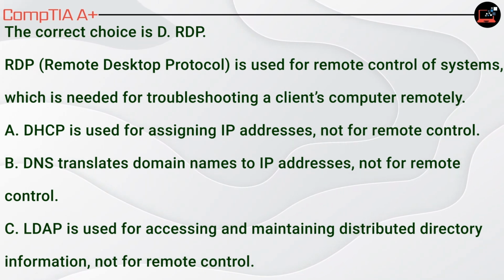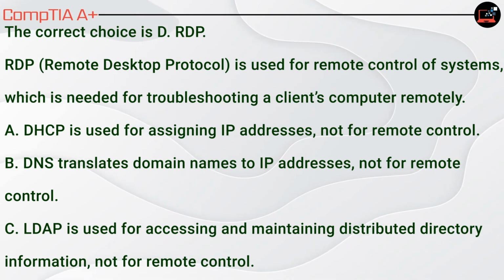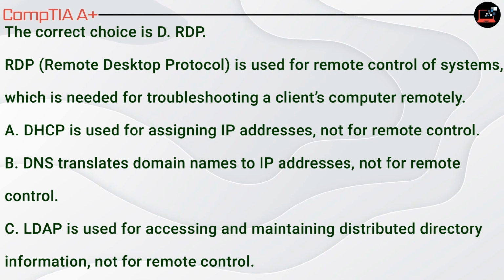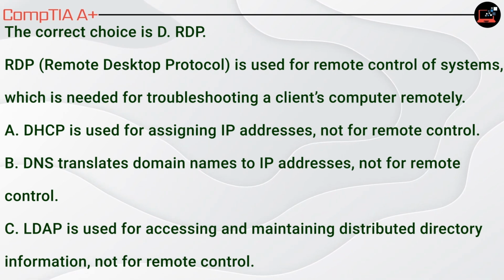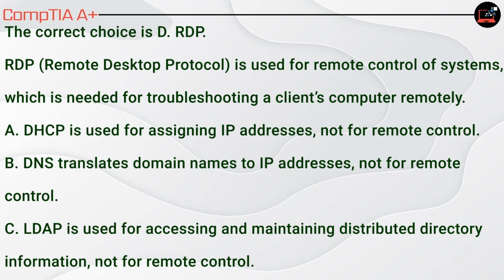A, DHCP is used for assigning IP addresses, not for remote control. B, DNS translates domain names to IP addresses, not for remote control. C, LDAP is used for accessing and maintaining distributed directory information, not for remote control.